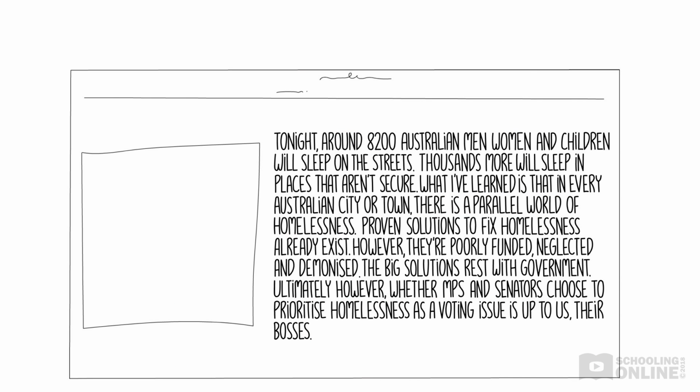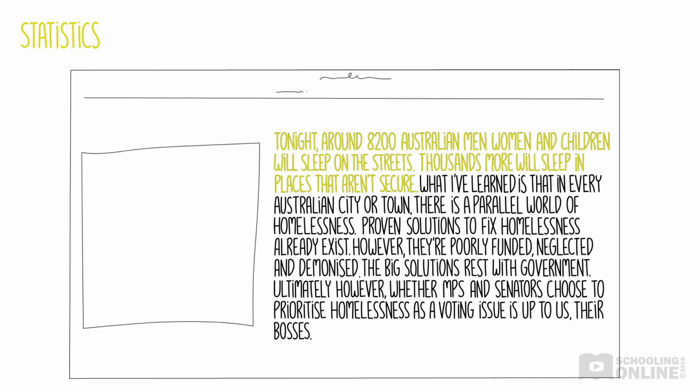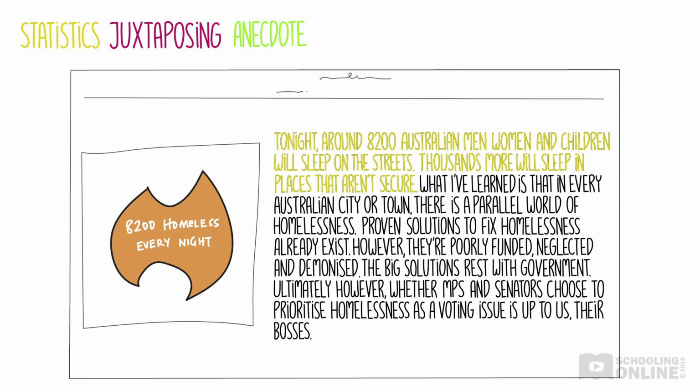Then Law moves on to some statistics. Wow, these statistics are pretty shocking. Did you know that around 8,200 people in Australia sleep on the streets every night, and thousands more don't have secure housing? Juxtaposing these statistics with the previous anecdote, that is, putting them next to each other, connects Law's individual experience with what thousands of other people go through all the time.